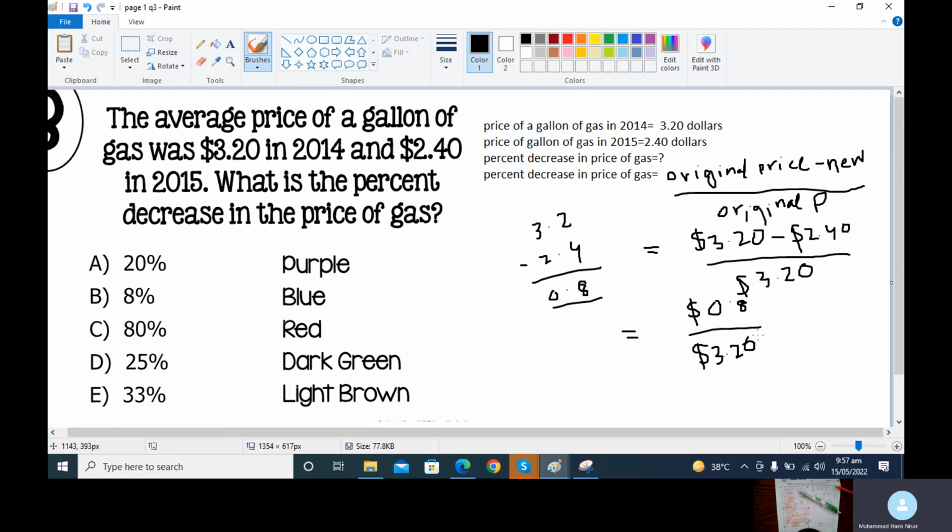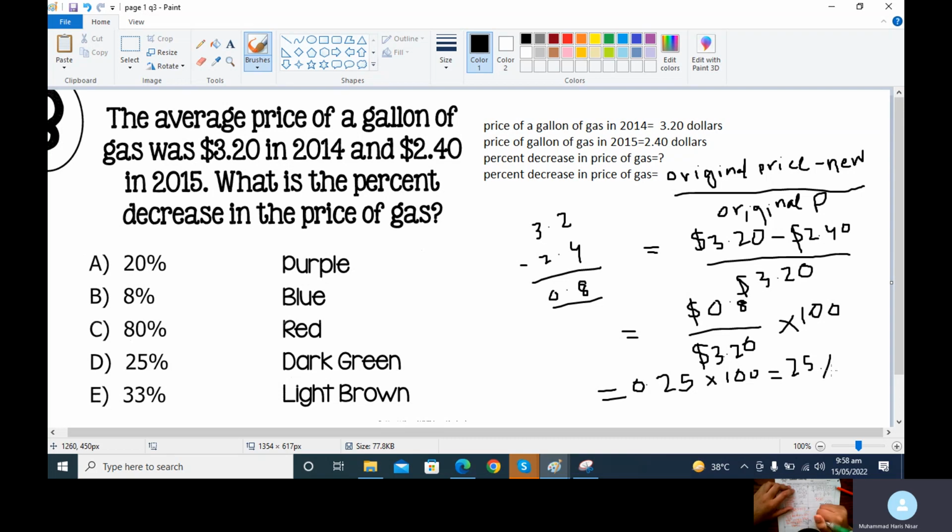I got 0.25. We also need to multiply it by 100 because we need to give our answer in the form of a percentage. So 0.25 multiplied by 100 will obviously be equal to 25%.